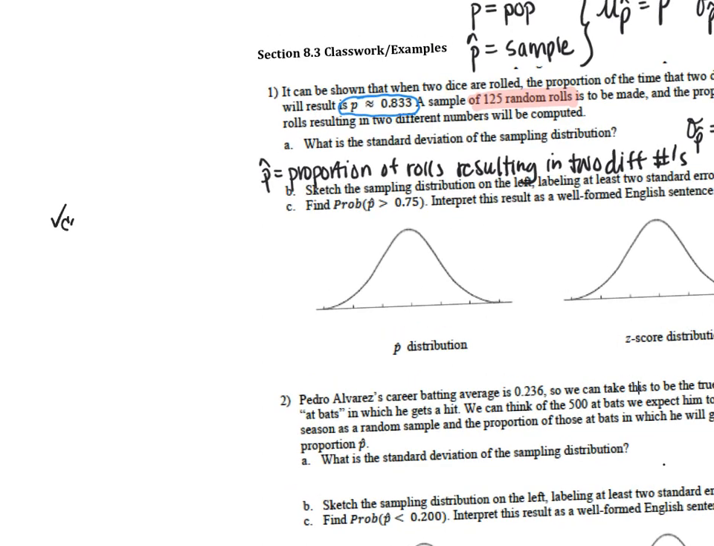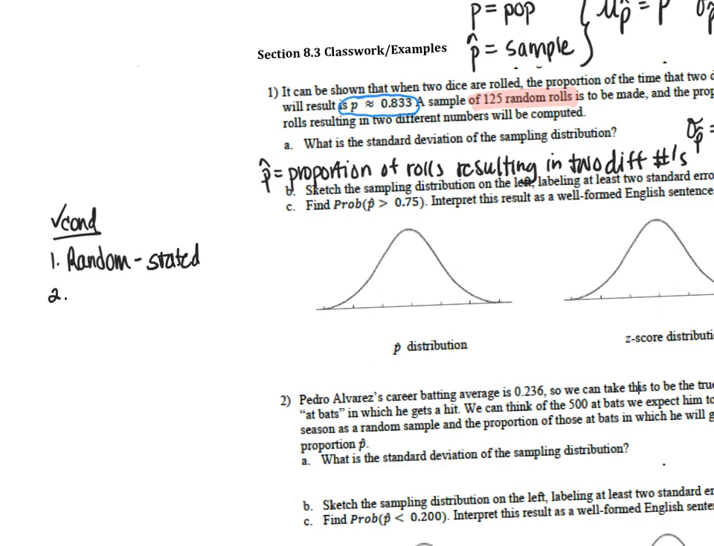conditions. Okay, the first condition is the sample that we're looking at collected randomly? So number one, is it random? And so we can go look at our problem, and it is stated right here that we have 125 random rolls. So we're going to write down here for this condition that it's stated it is random.